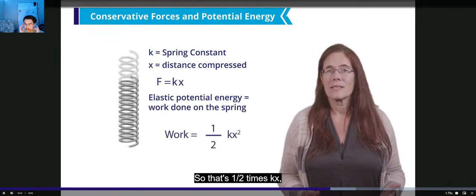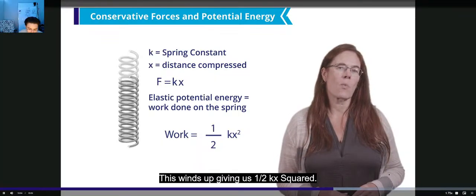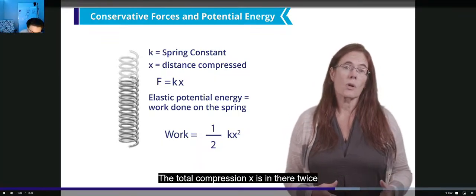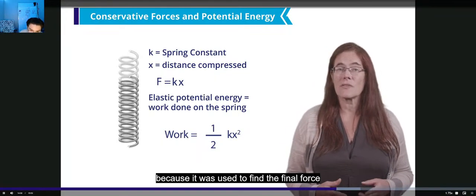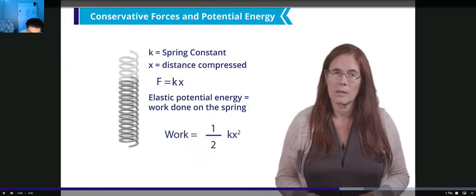So that's 1/2 times kx, then times the distance it is compressed. This winds up giving us 1/2 kx squared. The total compression x is in there twice because it was used to find the final force, and it's the distance that the force gets multiplied by in order to find work.